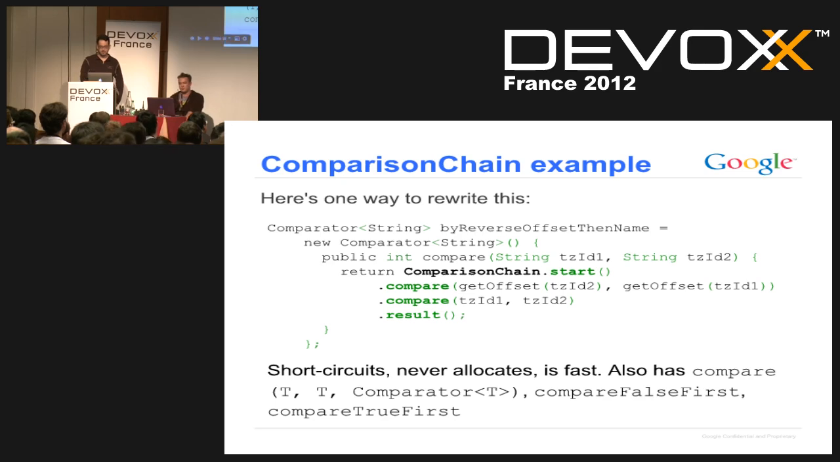In the ComparisonChain, as soon as it gets a value that is a positive or negative result, meaning it can decide which one is greater or lesser, it actually short circuits the rest of the computation. This comparison of the time zone IDs won't actually happen due to some magic in the implementation.